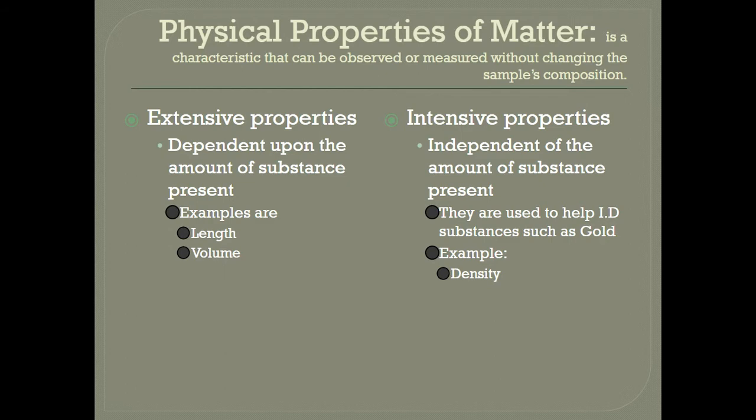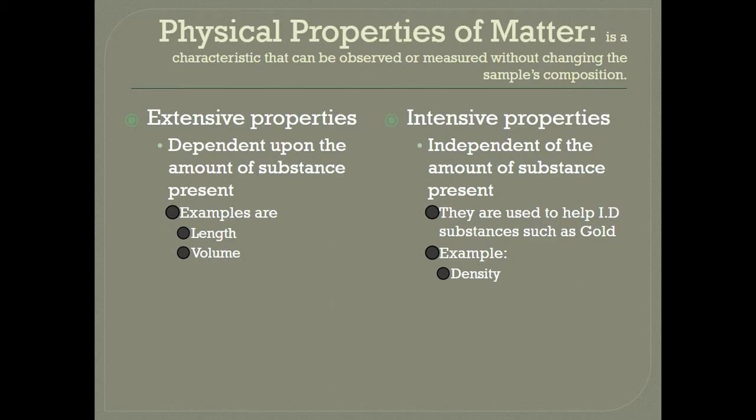So let's look at the physical properties first. The physical properties are characteristics that can be observed and measured, and they're not changing when we talk about a substance. And we have two types of physical properties. One type is called an extensive property, and the other is an intensive property. So let's look at an extensive.